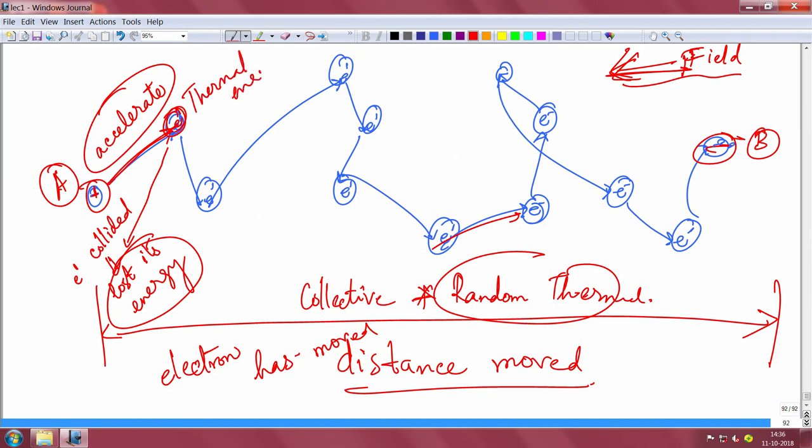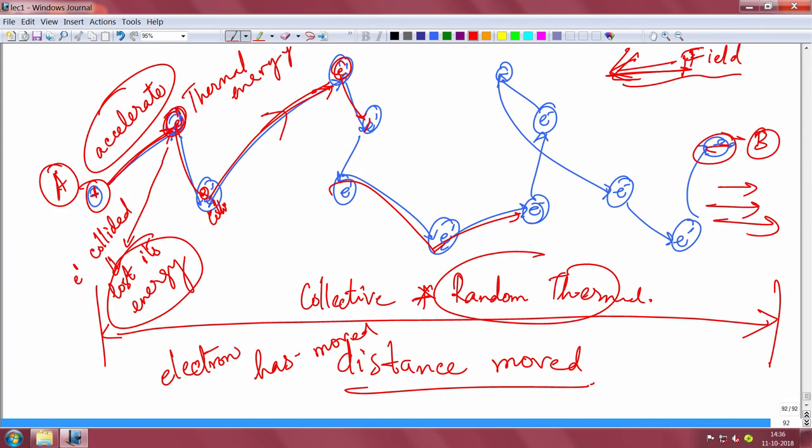The electron has thermal energy, but the field is accelerating it, so it will gain energy, lose the energy at collision, and come back to the thermal state. Again the field will accelerate it, it will gain energy, collide, and lose it. This acceleration, losing energy in collision, acceleration, losing energy in collision process will keep going on. Electrons collectively keep moving forward, so there is a net motion of electrons in this direction.